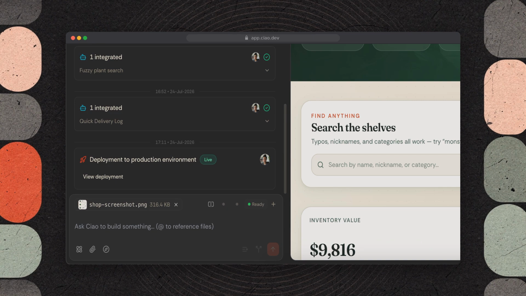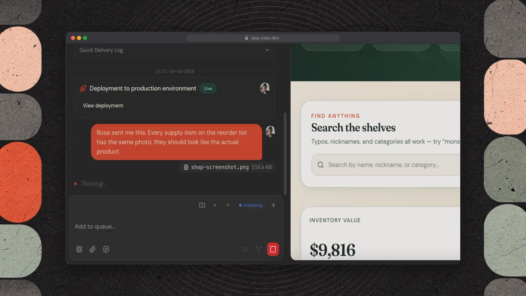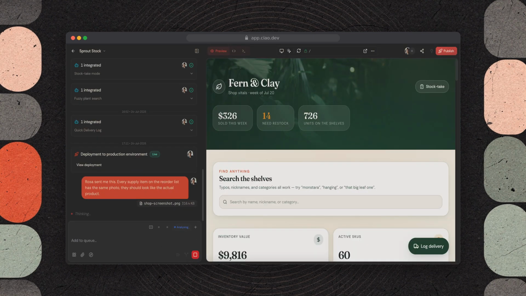And underneath it, I write the least professional bug report of my career. "Rosa sent me this. Every supply item on the reorder list has the same photo. They should look like the actual product." And send. That's the whole ticket. A photograph of a thing being wrong, plus one sentence about who's annoyed and why.